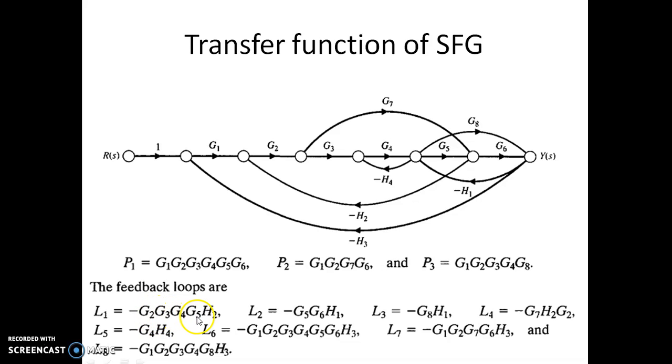G2, G3, G4, G5 and H2. As you can see, this is G2, G3, G4, G5 and this is minus H2. This is L1. Similarly, we have L2 which is G5, G6 and minus H1. So this is L2, and L3 is written as G8 into minus H1.